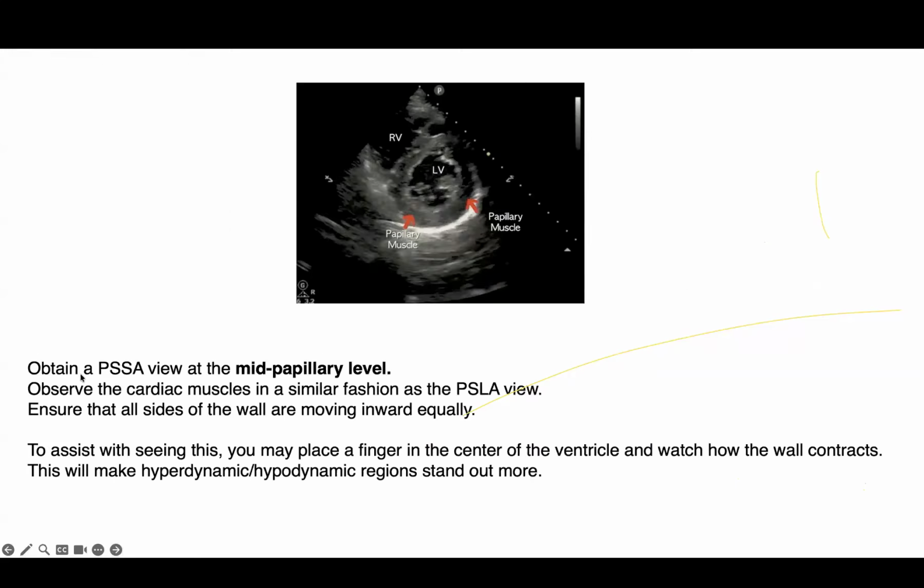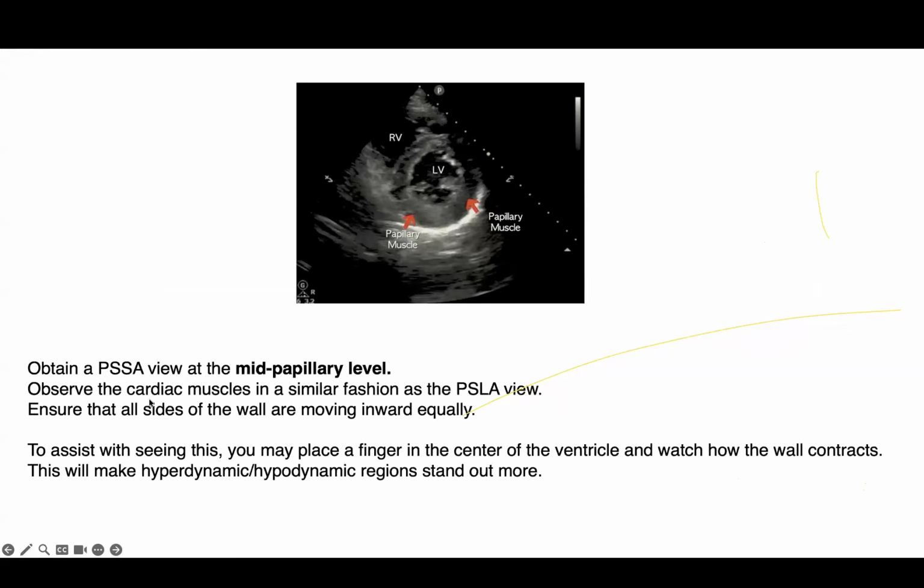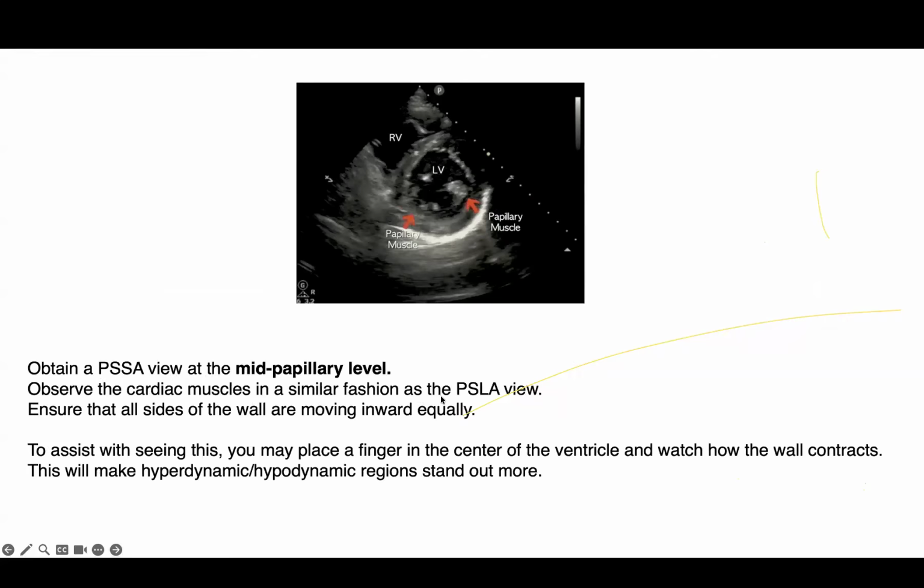Then in a parasternal short axis view, at the mid-papillary level, observe the cardiac muscles in a similar fashion as in the parasternal long axis. Ensure that all the sides of the wall are moving inward equally. To assist with this, you may place a finger in the center of the ventricle and watch the wall contractility. So this will make the hypodynamic or hyperdynamic regions stand out more.